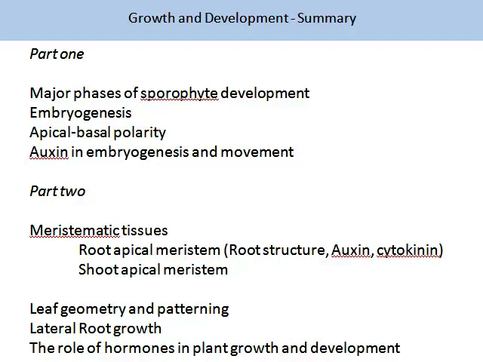studied root structure and the role of the hormones auxin and cytokinin. We also looked at the growth of shoot apical meristems. We have explored leaf geometry and patterning, as well as lateral root growth. And we ended with a summary of the role of hormones in plant growth and development, which we will expand in the following lectures on plant hormones.